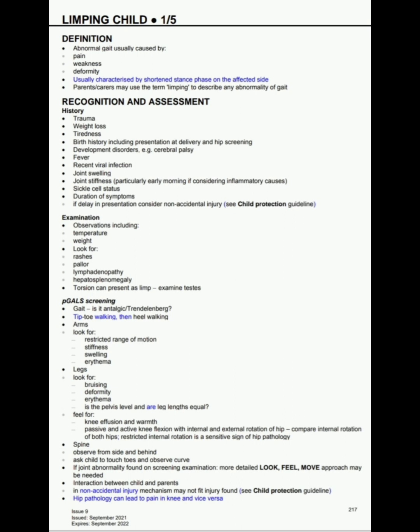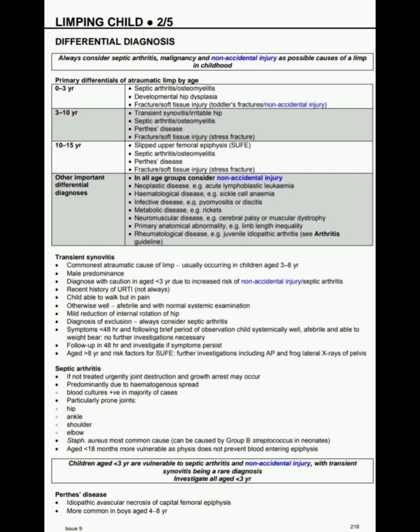Spine. Observe from side and behind. Ask child to touch toes and observe curve. If joint abnormality found on screening examinations, more detailed look, feel, move approach may be needed. Observe interaction between child and parents. If non-accidental injury, mechanism may not fit injury found. Hip pathology can lead to pain in knee and vice versa. Now, differential diagnosis of limping.